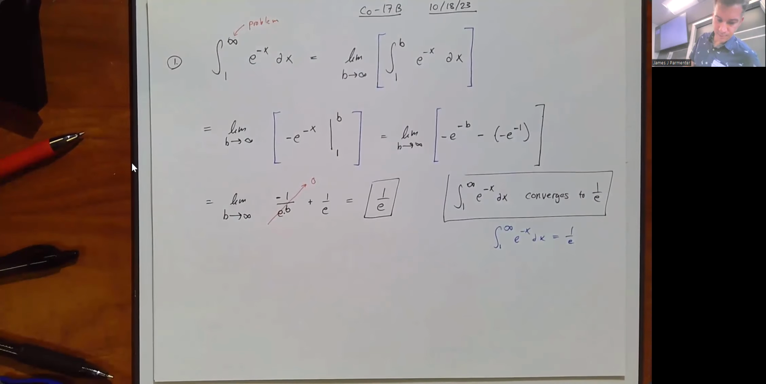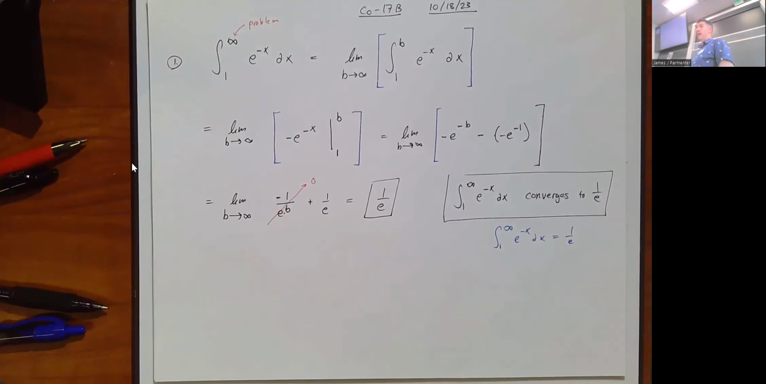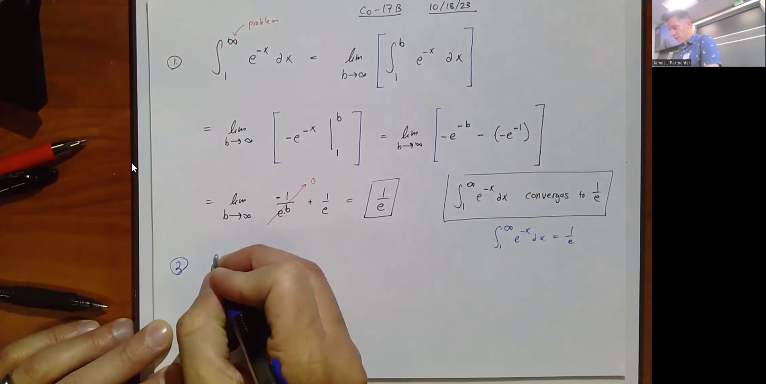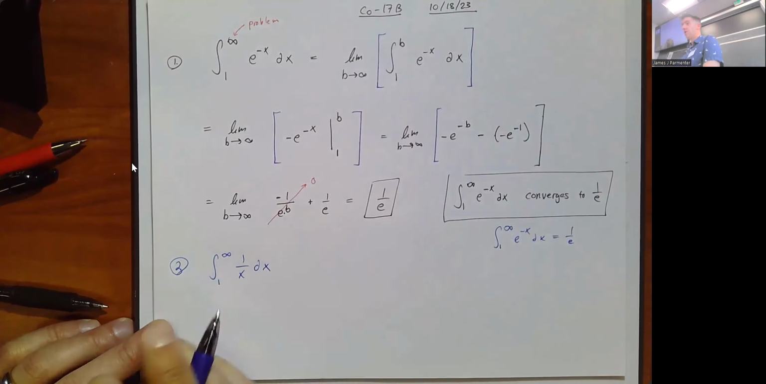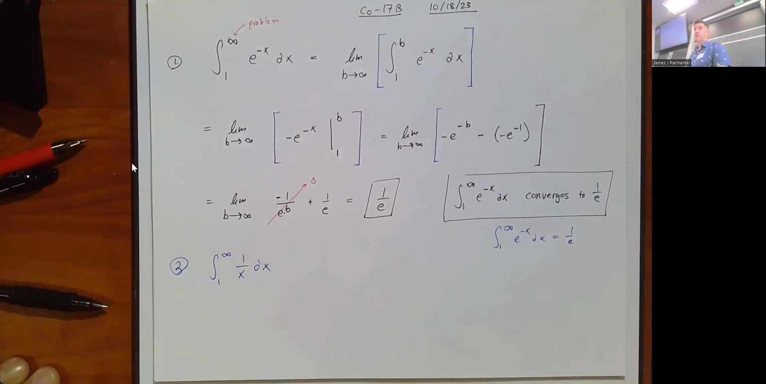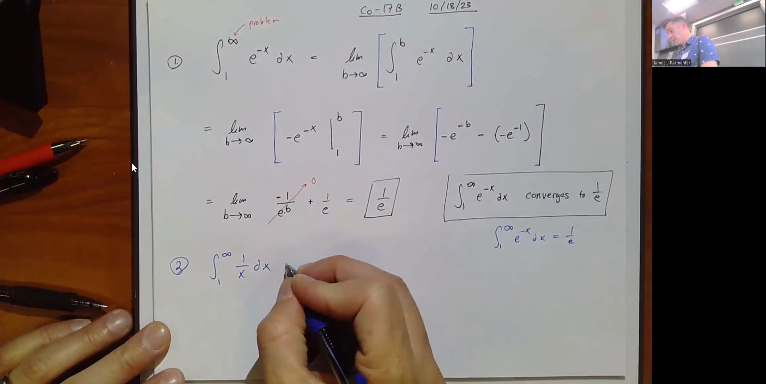My next example. Sure, let's look at my next improper one. Actually, this next improper one is the one people usually start with, which is the integral from 1 to infinity of 1 over x dx. You've probably already seen this example in your class. We're going to do the same thing.